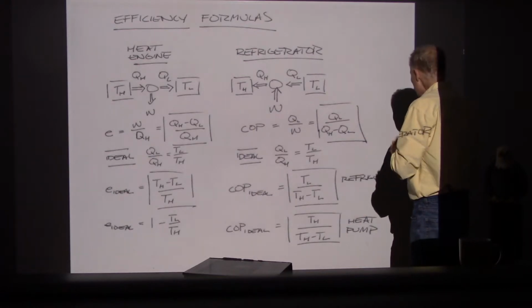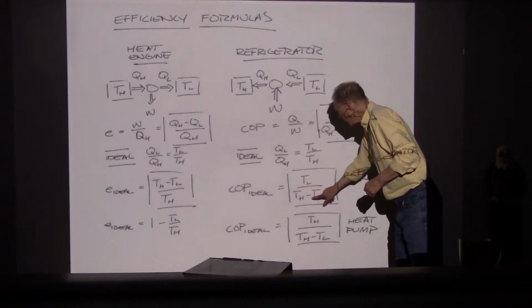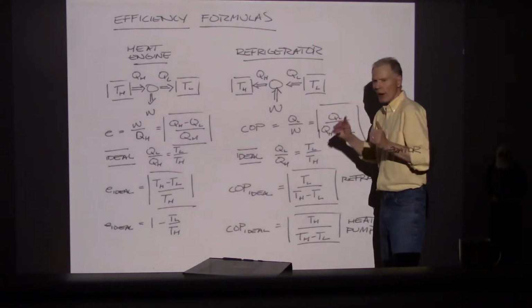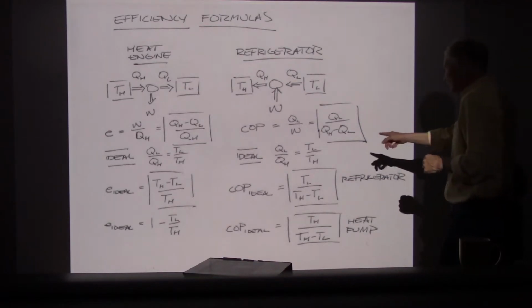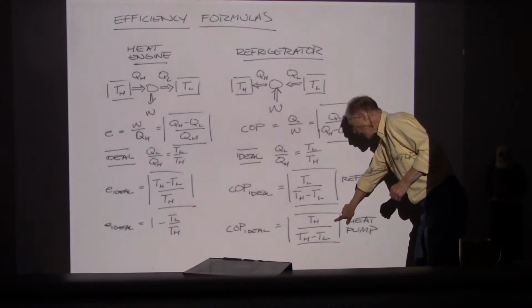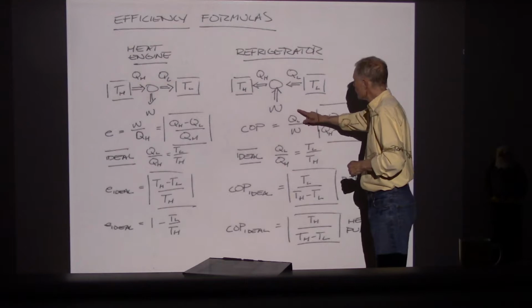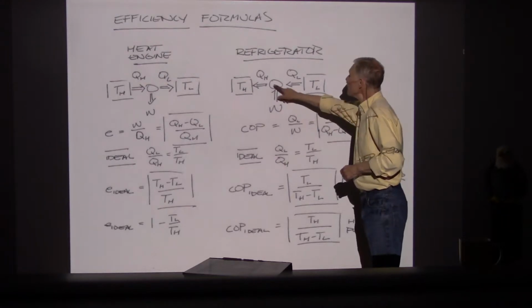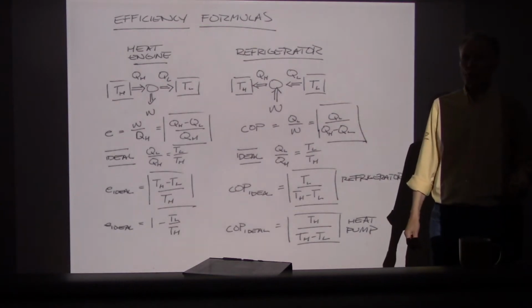Now, the efficiency for a refrigerator is TL over TH minus TL. So if I'm operating my heat pump in cooling mode, that's the COP. But when we're using the heat pump to heat the house, then I'm not thinking in terms of QL, I'm thinking in terms of QH. And QH is always going to be bigger.